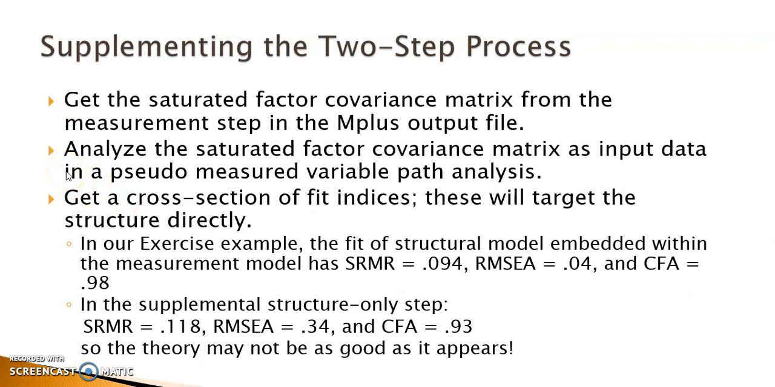One way to verify the quality of measurement in SEM is to supplement the two-step analysis with a pseudo-measured variable path analysis. The idea is to get the saturated factor covariance matrix from the measurement step in the Mplus output file, treat it as the input file, and do a measured variable path analysis. And compare the model fit of the pseudo path model with those of the two-step latent factor model.